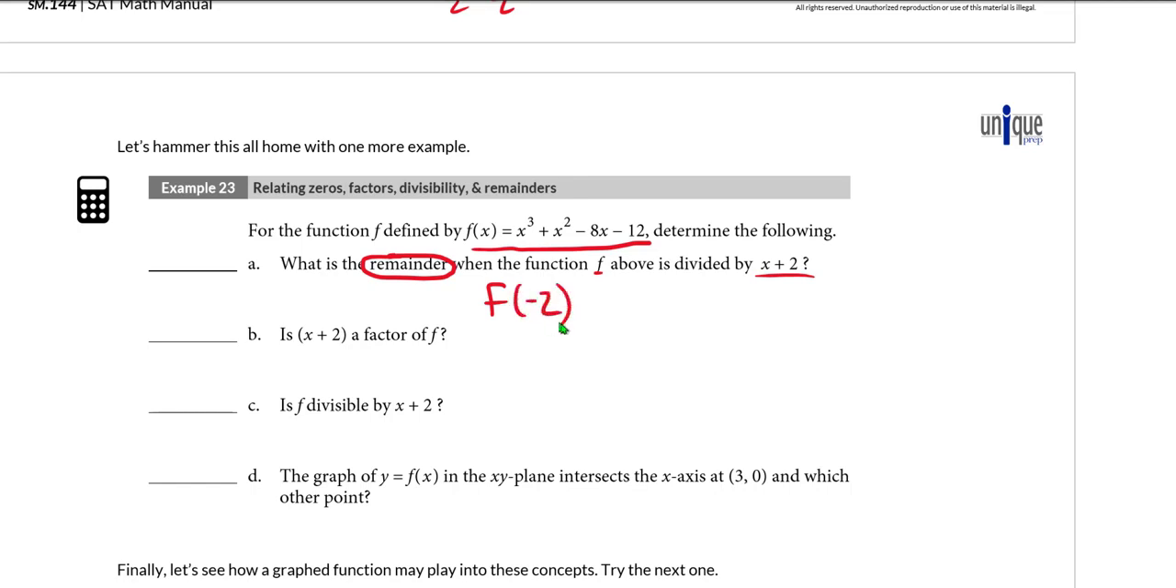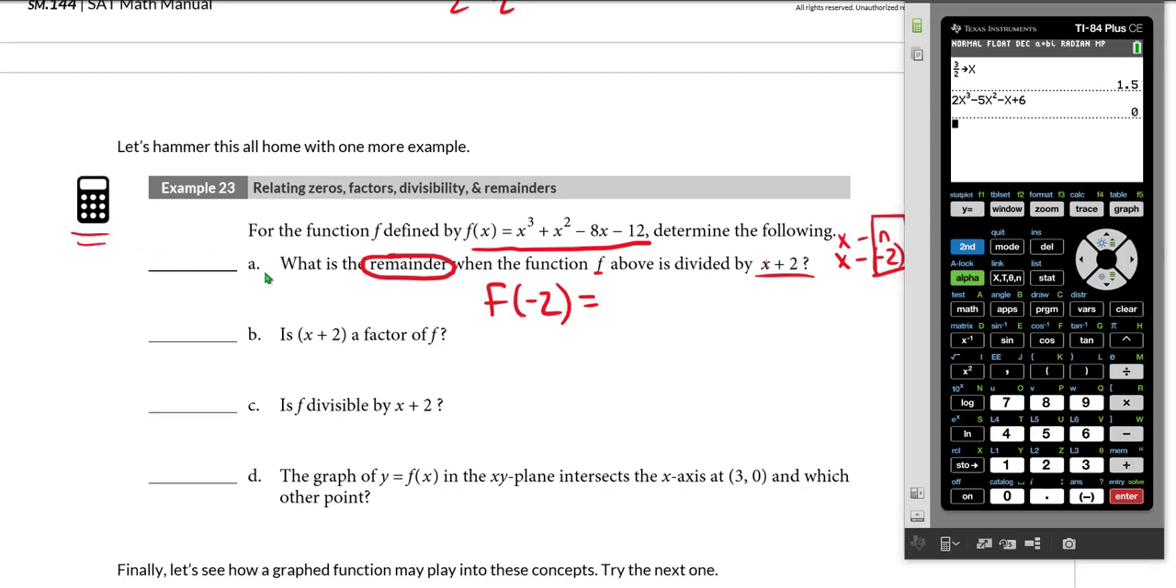Remember what we do? We take our n value, which is the 0 that is associated with this factor. We can also look at this as x minus negative 2. So the n is negative 2. We take that n value, we plug that n value into the function, and whatever value we get out is our remainder. Again, I'm going to do this wisely. This is a calculator question, so I am going to do negative 2. I'm going to store it. By the way, if you do not have the store function on your calculator, you're just going to have to plug in negative 2. You can just type this into the calculator like this. You just got to make sure that you're putting parentheses around the negative 2 so you don't make any careless mistakes.